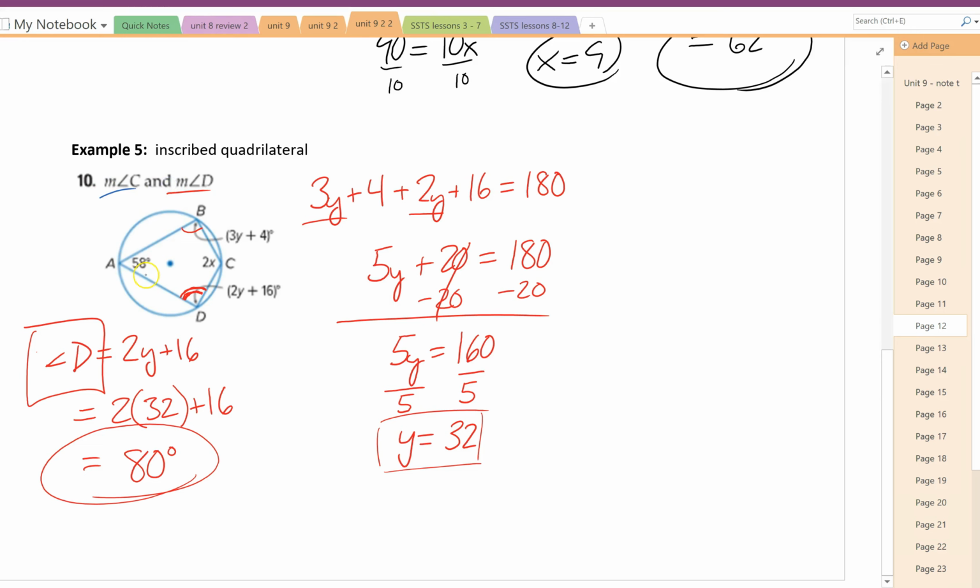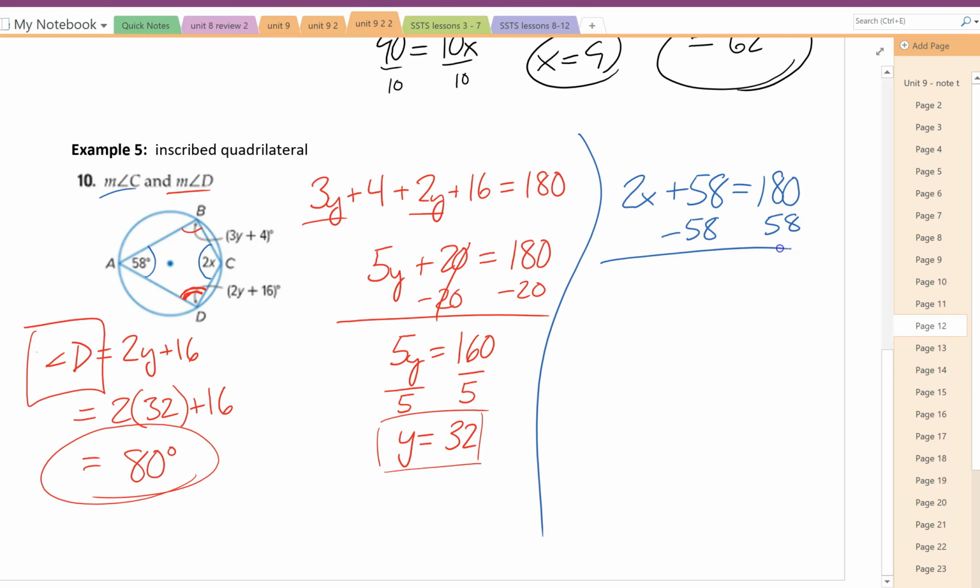This is angle D. Now I have to figure out angle C. So here's what I know about angles A and C. I know angle C is 2x, and I know angle A is 58. The other thing I know is that those two added together, so the 2x and the 58, they're going to be supplementary. In other words, they're going to add up to 180. So I'm going to solve for x first. 2x. 180 minus 58 would leave me with 122. Divide both sides by 2. X comes out to be 61.